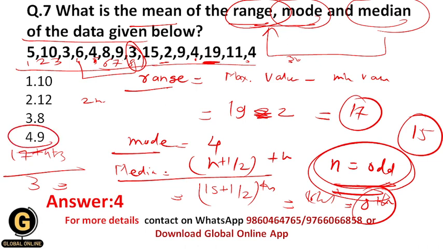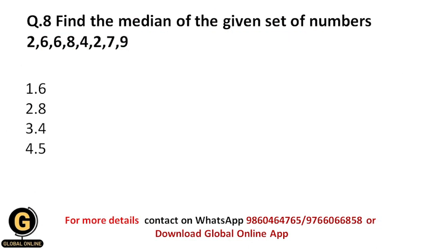And that's why your correct answer should be 4, because this is the value of the mean of the range, mode and median of the whole data set which is given here. Okay, now next is find the median of the given set of numbers.